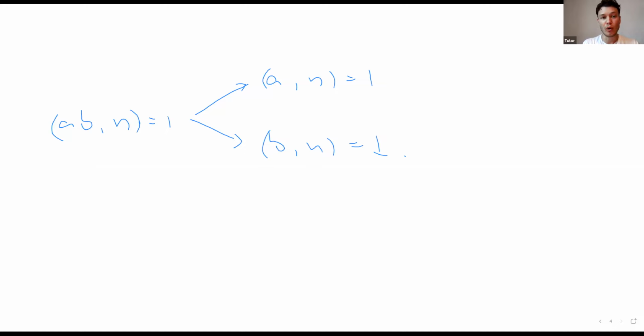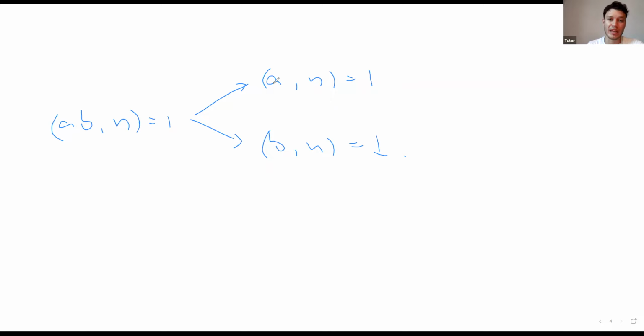Well, suppose one of these wasn't good. Maybe A and N had some common factor D. Then you can see that A is going to be divisible by D, and N is going to be divisible by D. And D is a factor of A, so D is definitely a factor of AB. So clearly, this wouldn't be able to be 1, right? If both AB and N are divisible by D, then the gcd also has to be divisible by D. The greatest common divisor has to contain at least D in it. So clearly, if AB is good to N, then A is also going to be good to N. So basically, if this is good, all of these have to be good.